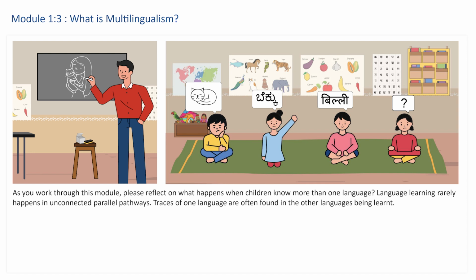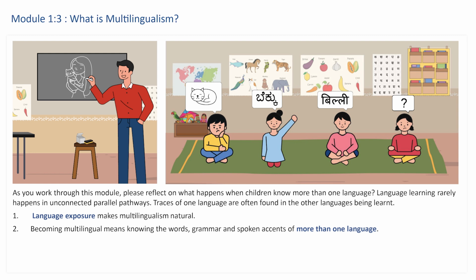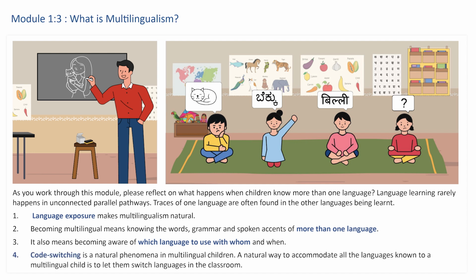Language learning rarely happens in unconnected parallel pathways. Traces of one language are often found in the other languages being learned. Language exposure makes multilingualism natural. Becoming multilingual means knowing the words, grammar, and spoken accents of more than one language. It also means becoming aware of which language to use with whom and when. Code switching is a natural phenomenon in multilingual children. A natural way to accommodate all the languages known to a multilingual child is to let them switch languages in the classroom.